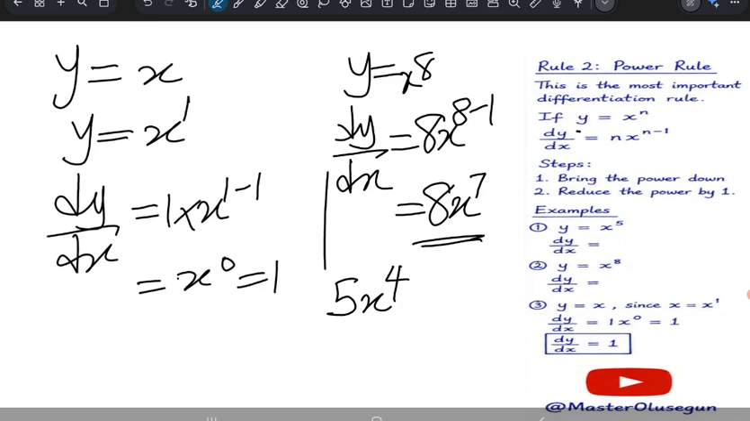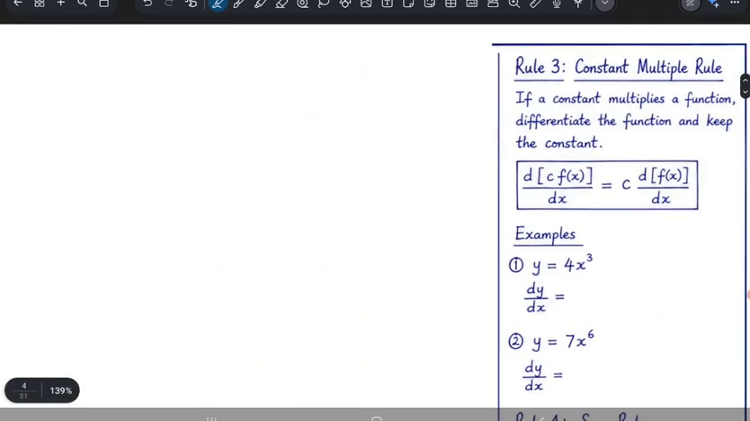Let's go to rule 3. We have another rule, the constant multiple rule. If a constant multiplies a function, differentiate the function and keep the constant. You can see from the analysis that in c f of x, the c comes out, but you differentiate the f of x with respect to x. So we have a question of this form, for example, y is equal to 4x raised to power 3.